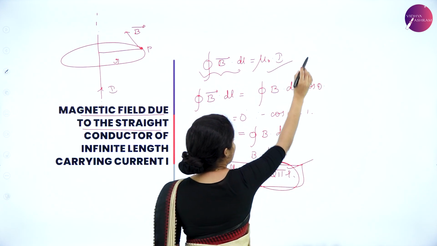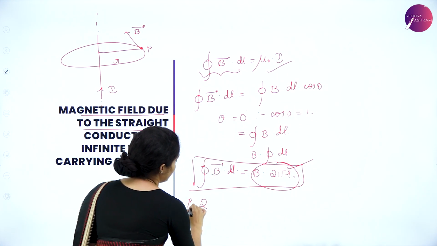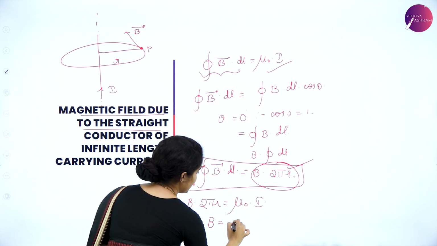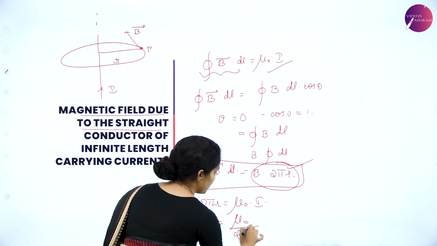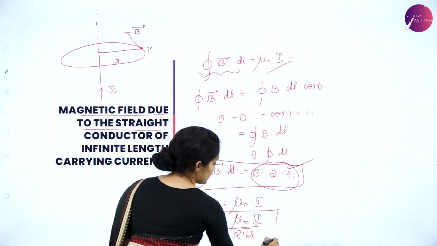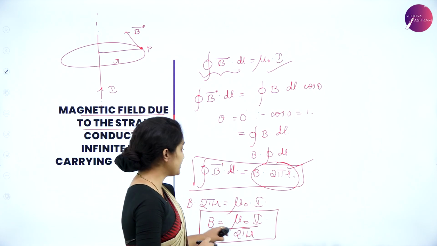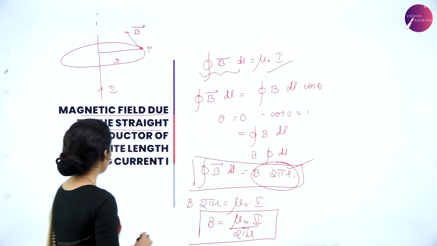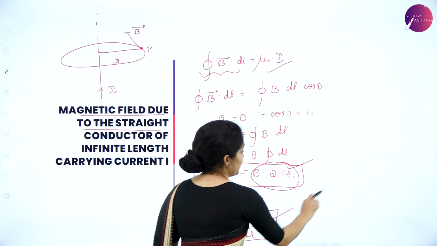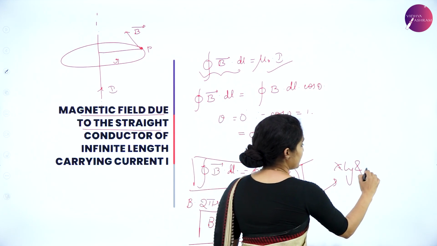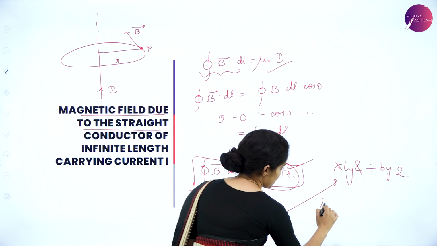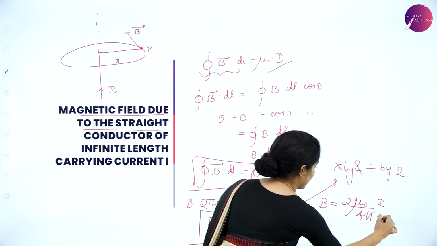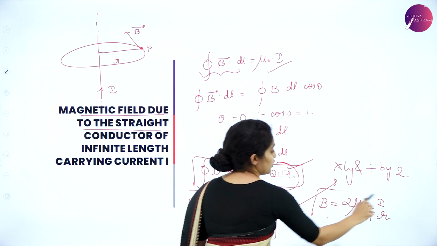Equating this, we have B into 2 pi r is equal to mu naught I. So the magnetic field will be mu naught divided by 2 pi r into I. So this is the final notation: B is equal to mu naught I divided by 2 pi r. For this equation, you can even multiply and divide by 2, so this equation turns out to be 2 mu naught I divided by 4 pi r. So this can be the other form of the equation.